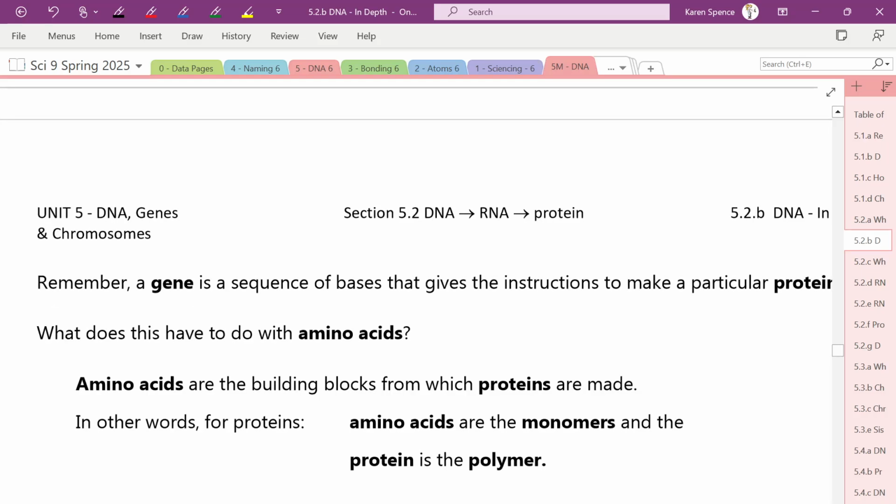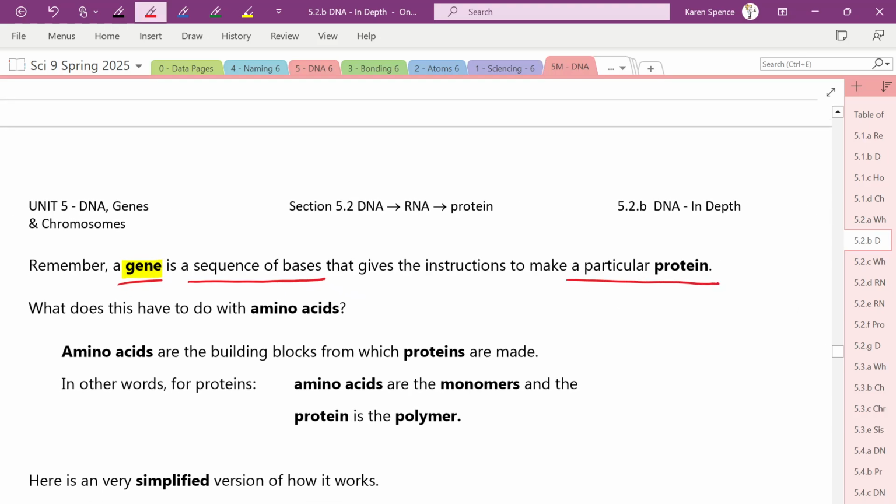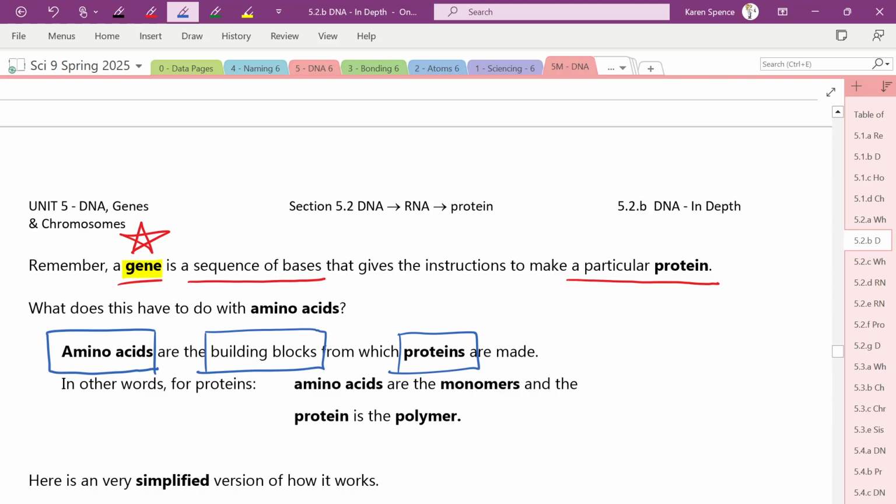Okay, what does this have to do with a protein? A gene is the sequence of bases that give the instructions to make a particular protein. The amino acids, and hopefully this is review, the amino acids are the building blocks from which proteins are made. What's another way that we could say building blocks? Starts with an M. Monomers. Okay? So the amino acids are monomers, and the protein is the polymer.